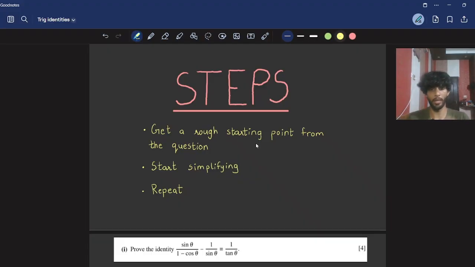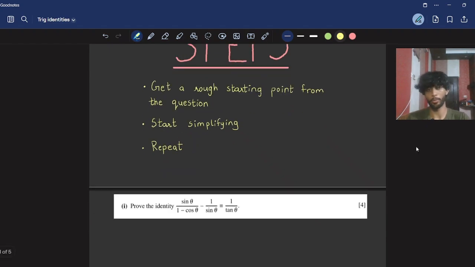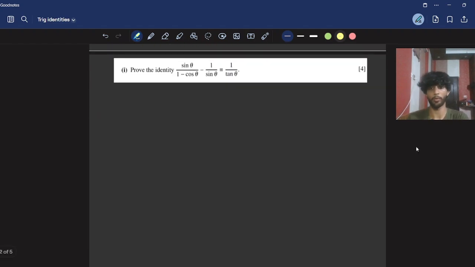So as simple as these three steps are, let's apply them. Step one, we have a question over here. We need to get a rough starting point from the question. You can start off with the left-hand side or the right-hand side. I'm personally going to go for the left-hand side. Starting from the left-hand side, obviously I'm going to try and make it as similar as possible to the right-hand side.